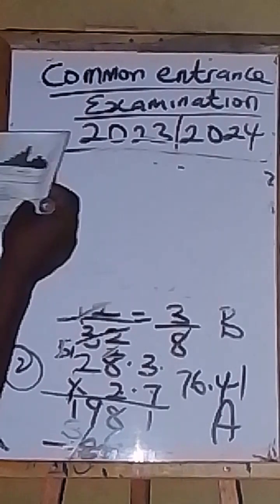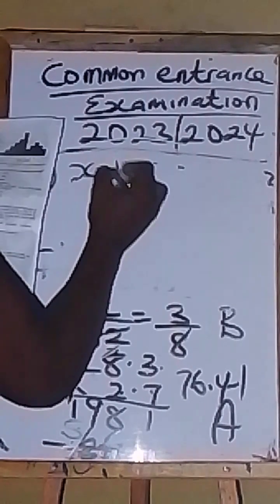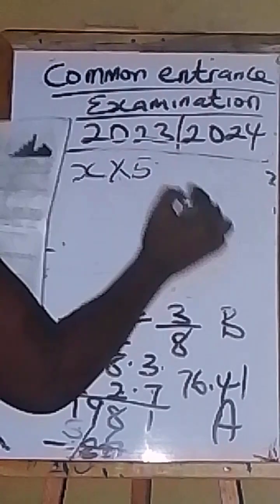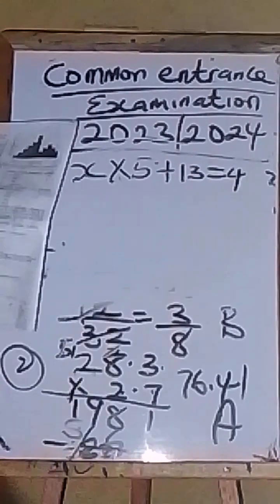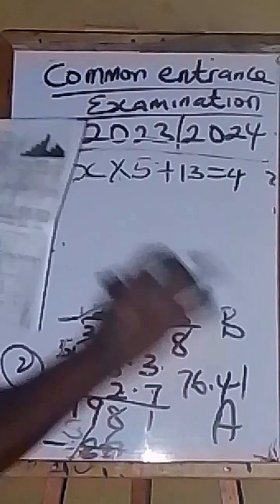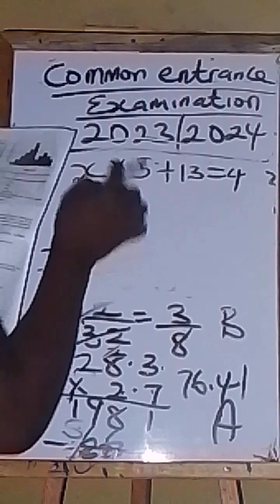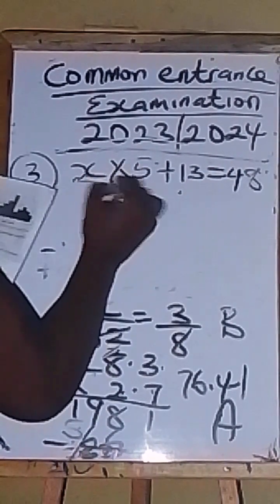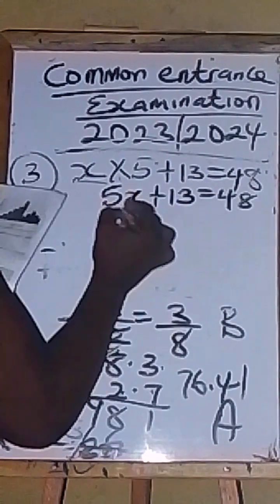Now number 3. Alibi multiplies a certain number by 5. Let's say the number is x. He multiplies it by 5 and then adds 13 to it. The result is 48. We don't know the number that he multiplied, so that number is x. He multiplied 5 by that number and added 13 to it, and the result is 48. So we have 5x plus 13 equals 48.